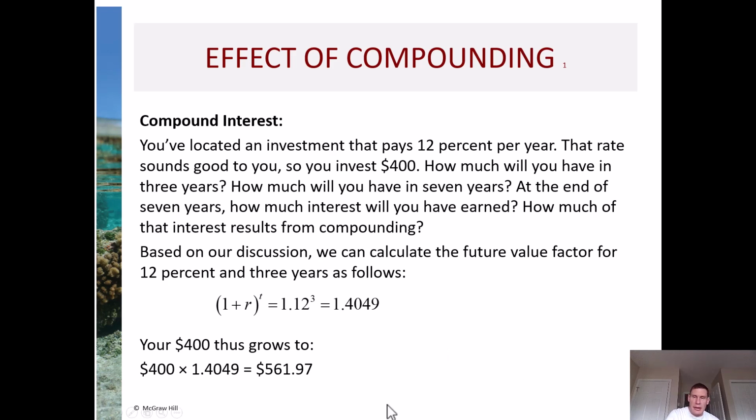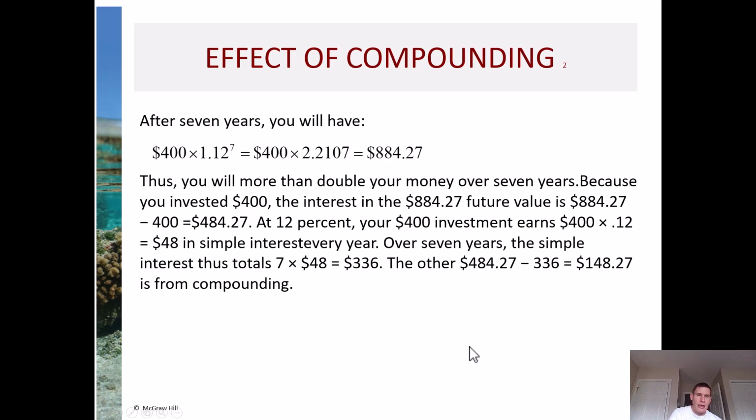Based on our discussion, we can calculate the future value factor for 12% and 3 years as follows. You can see what we're doing here, we're just plugging in the numbers, right? Remember the formula, 1 plus r to the power of t. So it's 1.12. The 0.12 is representing the 12% interest rate. The 3 is representing the 3 years. The factor is the multiplication factor, if you will. The FVIF is 1.4049. Then we just multiply the 400 bucks that we're going to invest by that factor and we get 561.97. So if it stays at 12% for 3 years, it compounds, and it'll be worth 561.97 at the end of the 3 years.